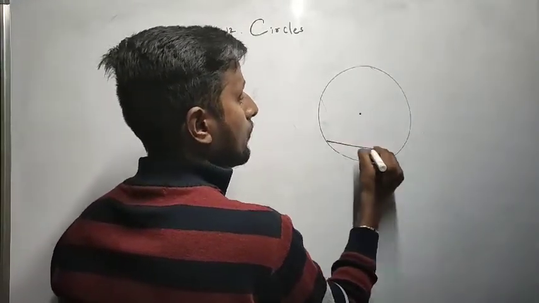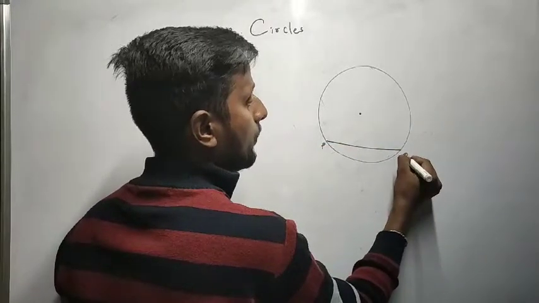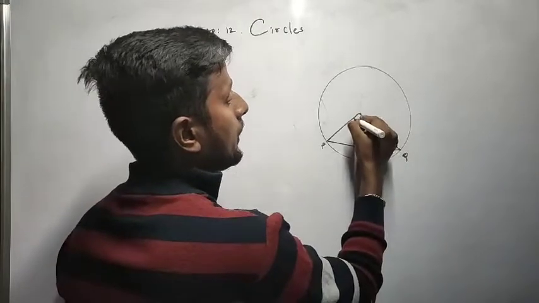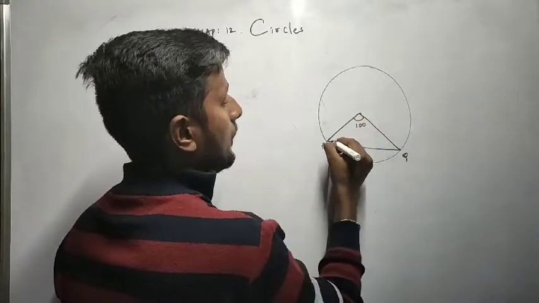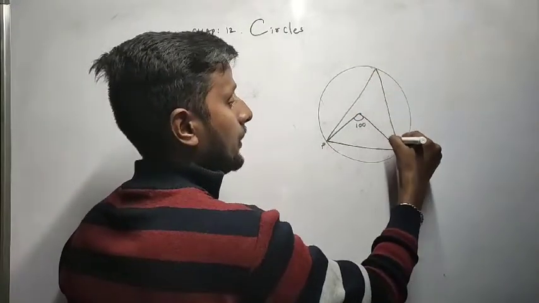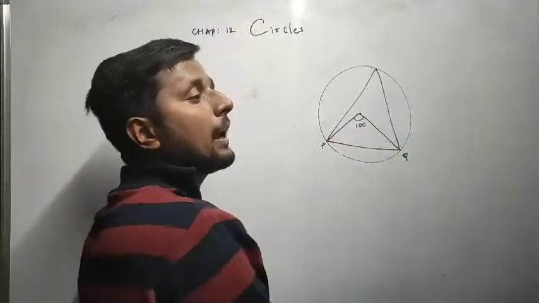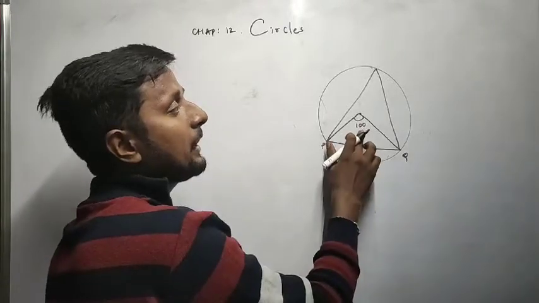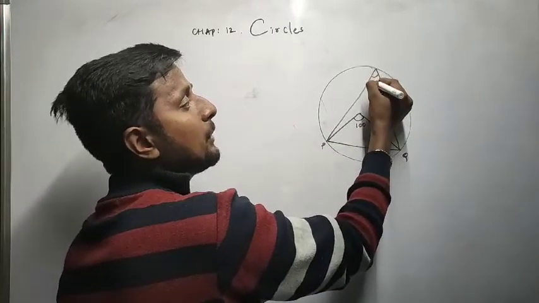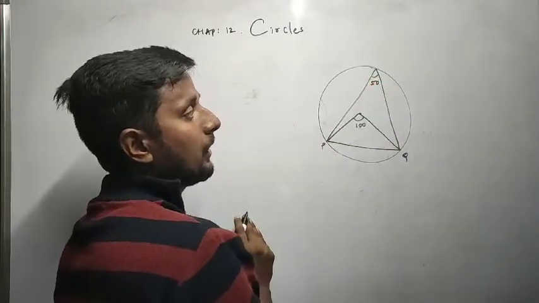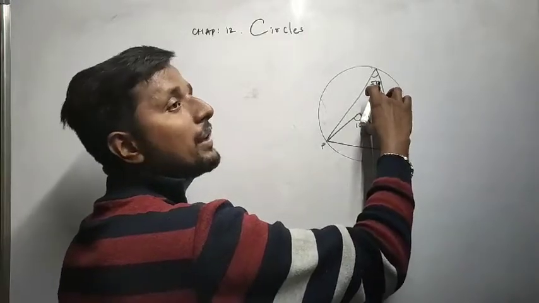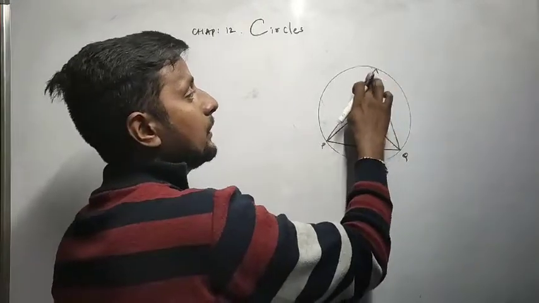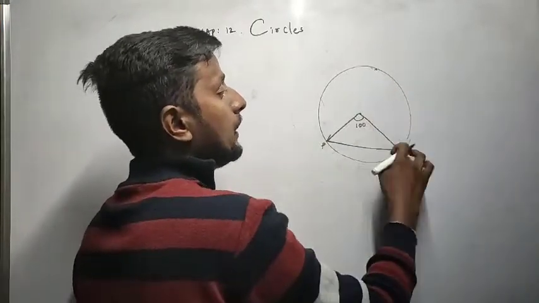Center, P, Q. Now join. Here I have taken 100. If you take a point anywhere, the angle is half of the angle subtended at the center. At the center it is 100, and at the remaining place it will be half of that angle, because these two angles open downwards and have a relation.